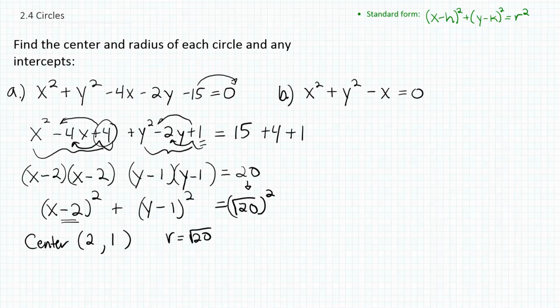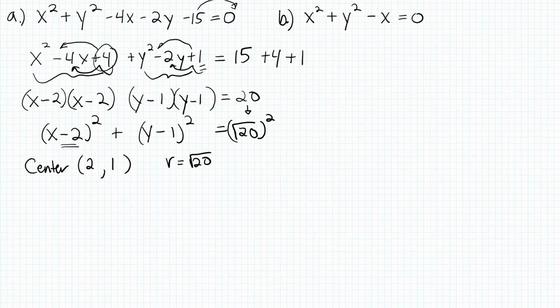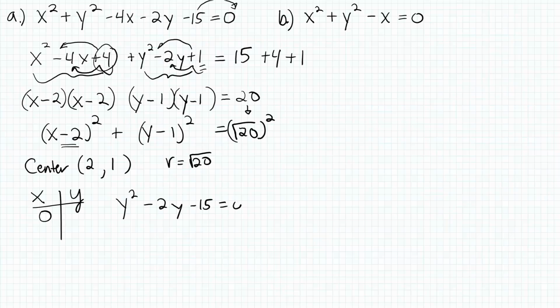If you want to test this equation for intercepts, you'll see that the general form is actually pretty easy for that. The way you would test it for intercepts is to plug 0 in for x, and that will give you your y-intercept. Let's see if we have any of those. If x is 0, all the terms with x will cancel out of the equation. You'll just end up with y squared minus 2y minus 15 equals 0.